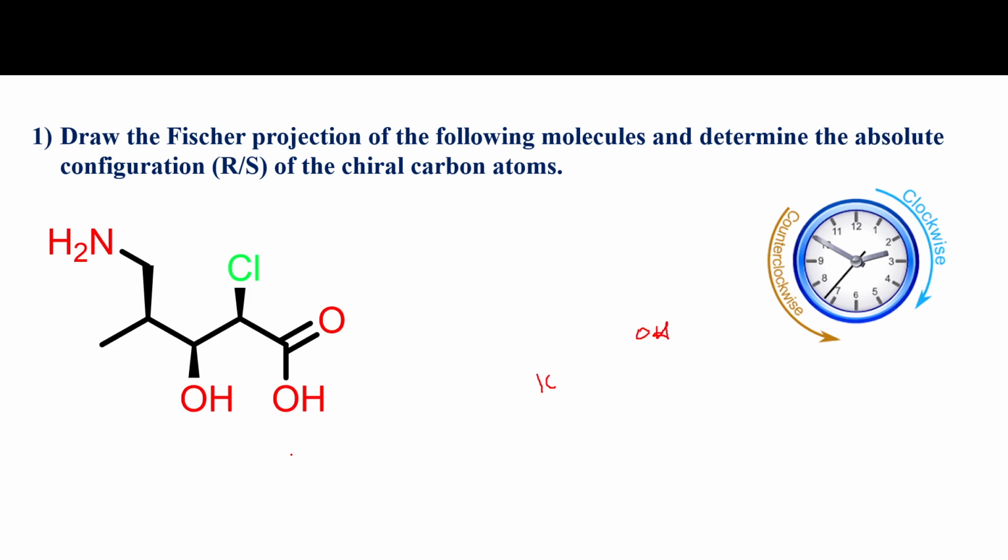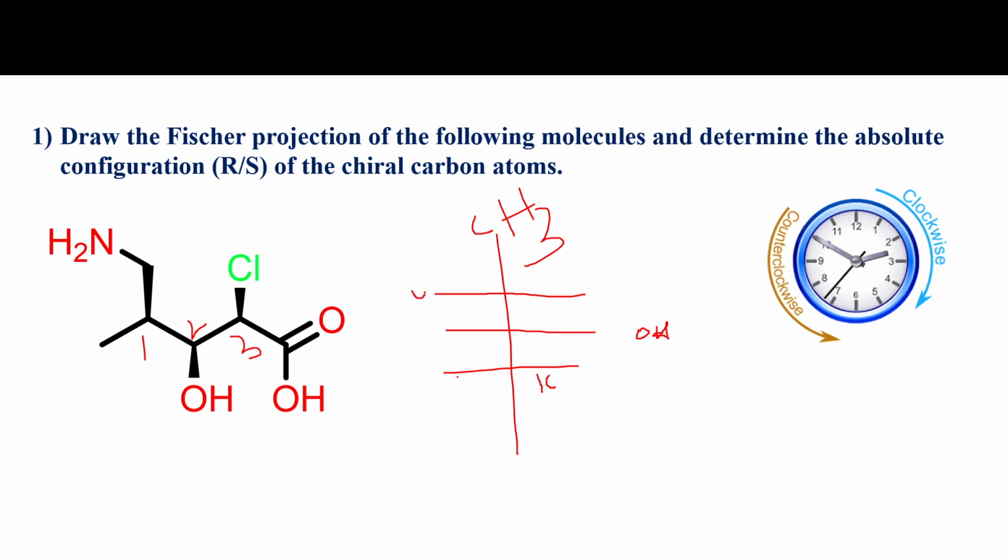Now the next one, how we can draw this. This will also be too easy. Starting from this, how many chiral centers? There will be one, two, three chiral centers. So three chiral centers we have drawn like this. This will be your methyl. This will be your amine group, CH2NH2.